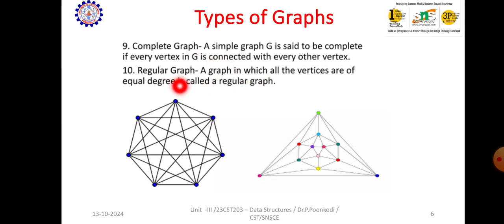The next one is the regular graph. A graph in which all vertices have equal degree is called a regular graph. Okay. If each vertex is connected with 5 edges, the same 5 it has with all of them. It is called a regular graph.